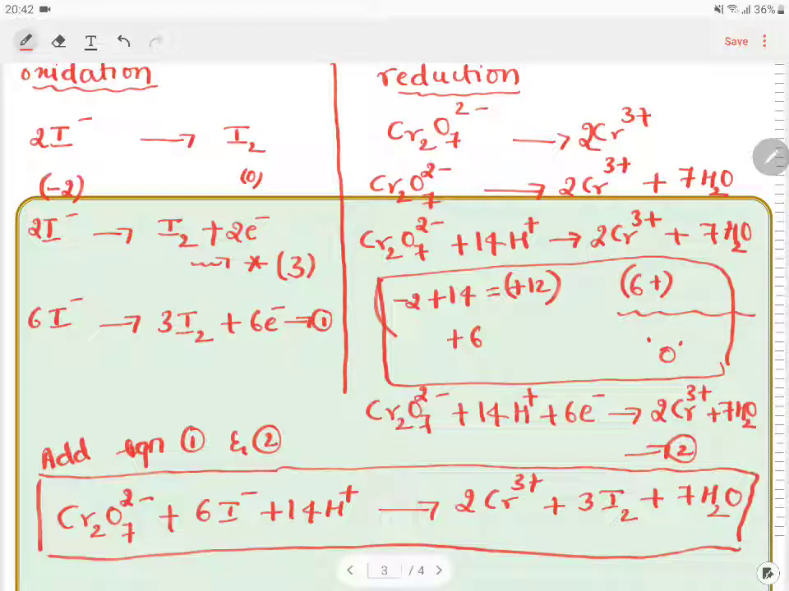Just check once again. 2Cr, 2Cr, 7 oxygen, 7 oxygen, then 14H+, 14 hydrogen, 6 iodine and 6 iodine. This is how we can solve it. Thank you.